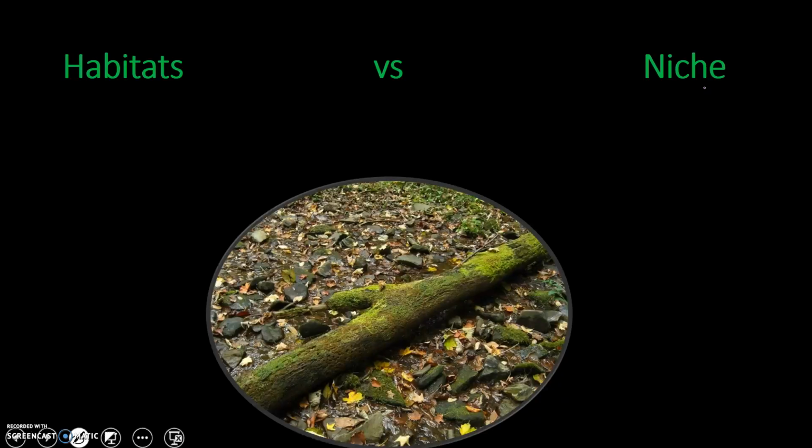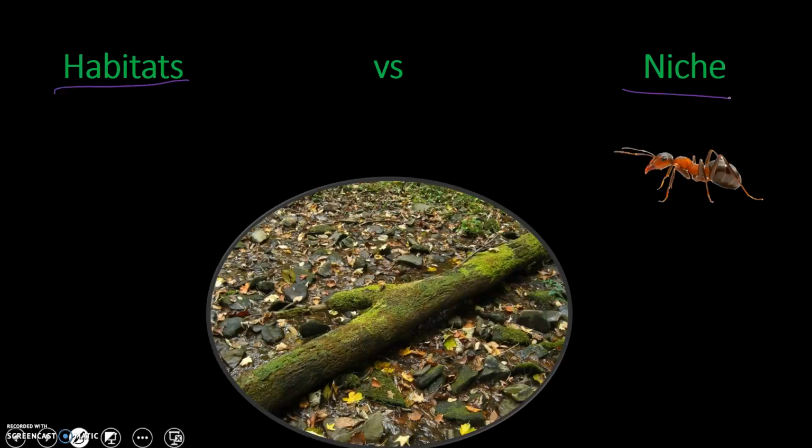A good way to remember a habitat and a niche is that a habitat is a home. Think of habitats as homes, and a niche is a job or purpose in that home. Now, multiple organisms can all share the same habitat, or the same home. However, there really can't be more than one species that has the same job.